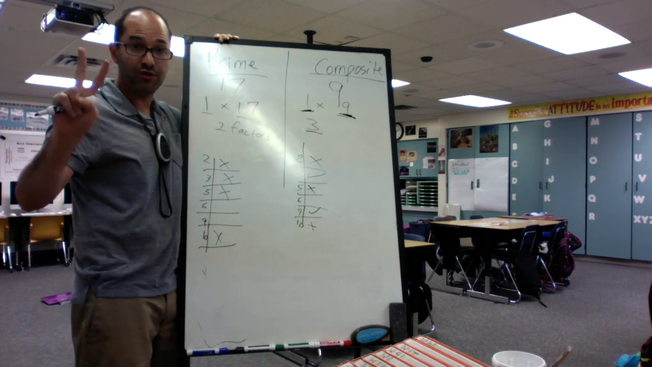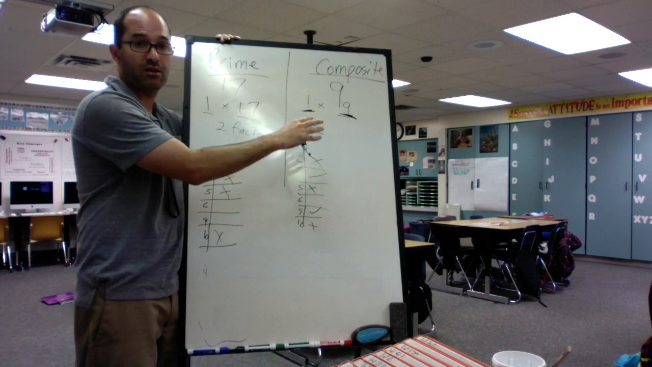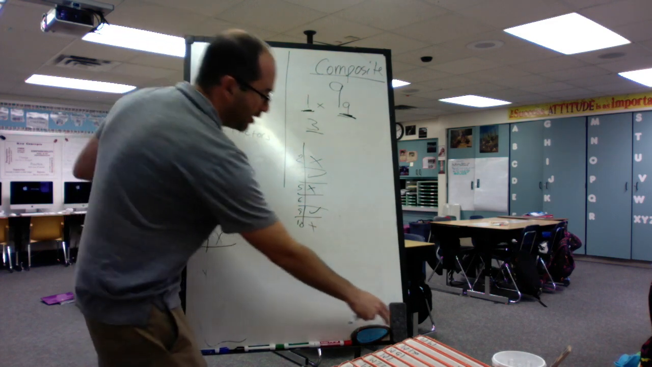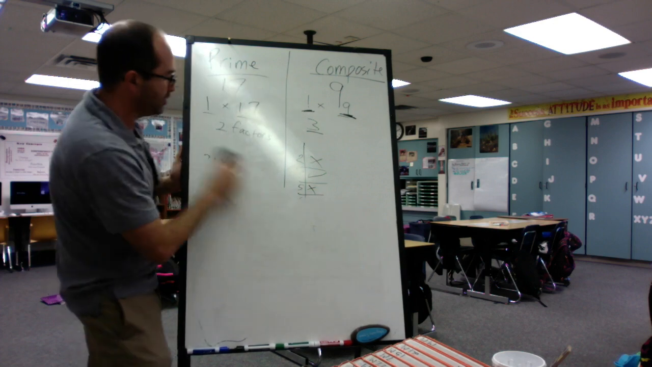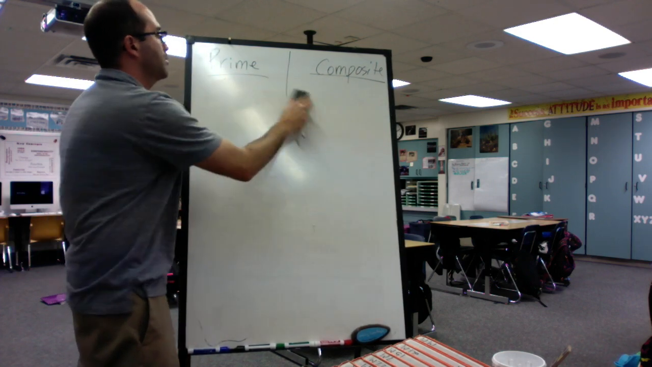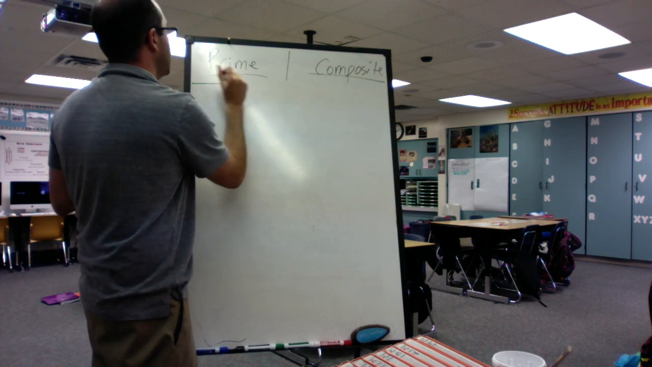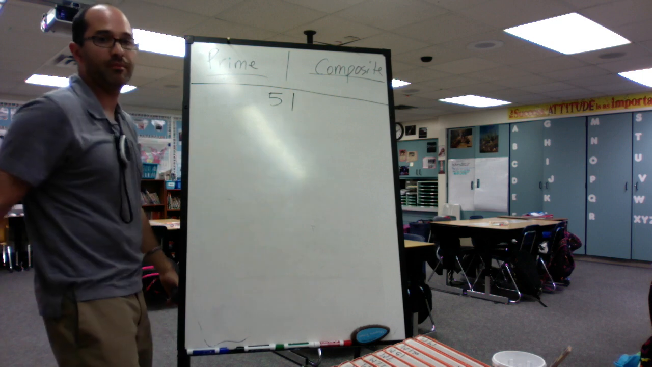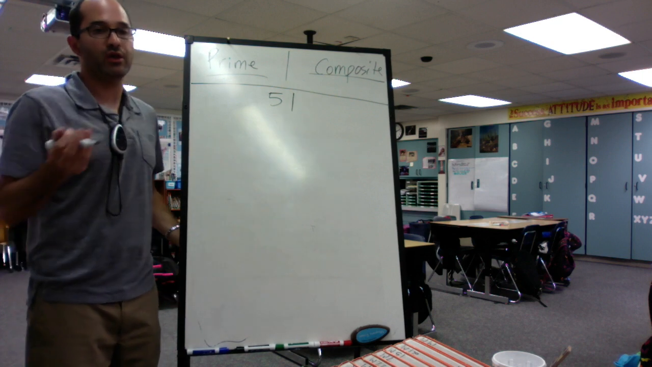Prime number has only 2 factors. Composite has 3 or more factors. It has more than 2 factors. Okay? On your homework, you had to figure out certain numbers and determine if they are prime or composite. One of the numbers I think was 51. Okay? 51, that's tricky.